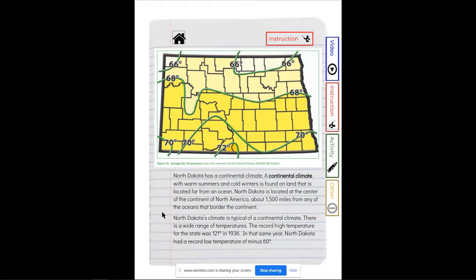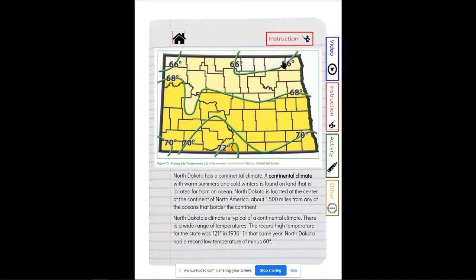North Dakota's climate is typical of a continental climate. There is a wide range of temperatures. The record high temperature for the state was 121 degrees in 1936. In that same year, North Dakota had a record low temperature of minus 60 degrees.